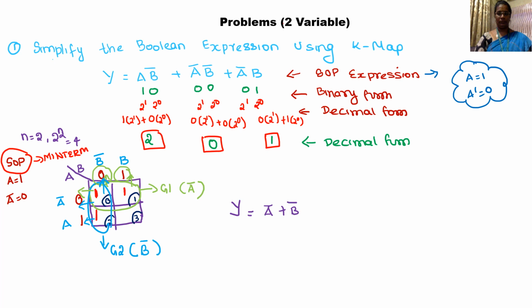If you just observe the given problem, you would realize that the given problem was this, and the simplified form is this. So here is a problem to make you understand how your K-map design has to be understood when it is an SOP for 2 variables.